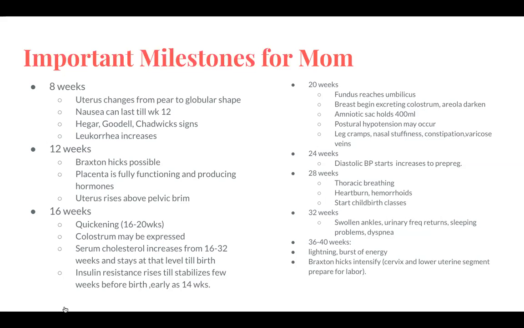Some nursing education for moms facing uncomfortable symptoms would be eating small, frequent meals, avoiding fatty foods, and no hot tubs, saunas, or steam rooms. And to prevent a UTI, you want to make sure that the mom is drinking 3 liters of fluid a day, voiding every 2 hours, voiding before and after sex, and wiping from back to front.